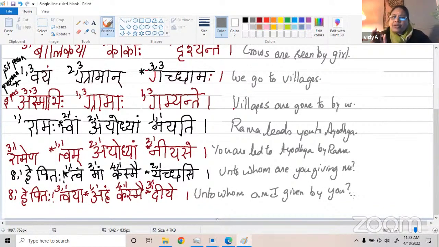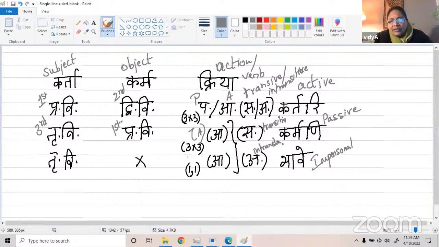The main thing about Karmani Prayoga is that it is karma centric, and the only changes happen to the karta, the karma, and the kriya. In Kartari Prayoga, the relationship is between the karta and the kriya. In Karmani Prayoga, the relationship is between the karma and the kriya.